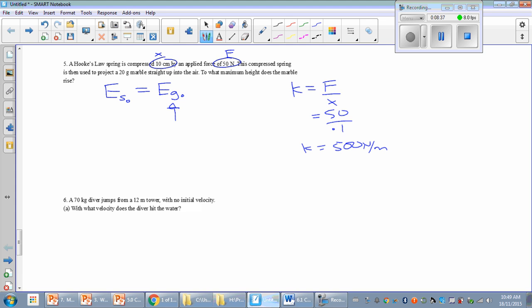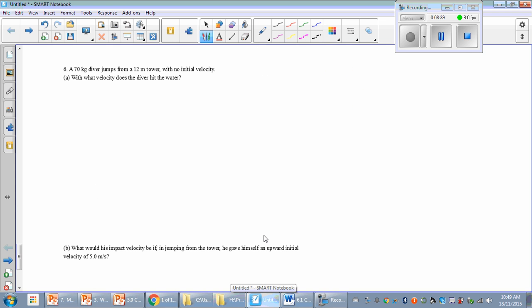Keep moving down. Number 6. A diver jumps 12 meters off a tower, no initial velocity. What velocity does he hit the water with? All right. So no initial velocity, just gravitational potential energy turning into kinetic energy. And you're solving for v.